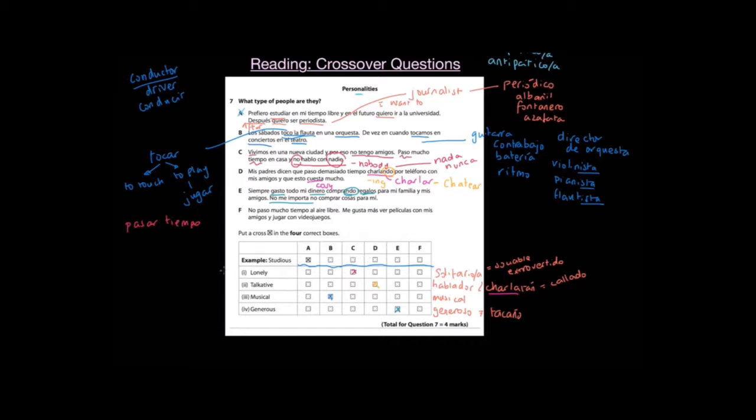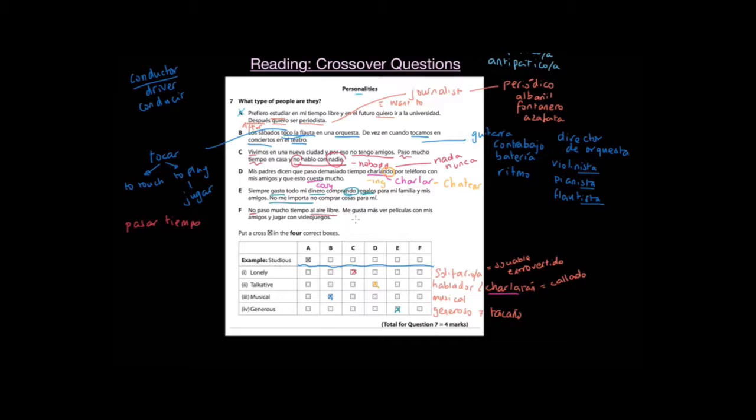Do double check. So F says, no paso mucho tiempo al aire libre. No paso mucho tiempo al aire libre. Al aire libre, literally at the free air, outdoors. Me gusta más, I like more, ver películas con mis amigos, watching films with my friends, y jugar con videojuegos, and to play with video games. And that confirms, no, this is not describing any of these adjectives.